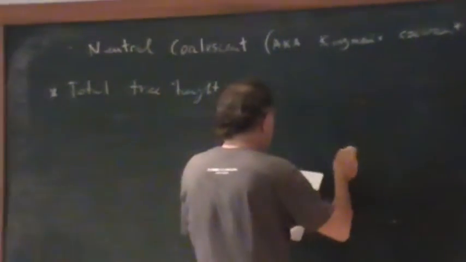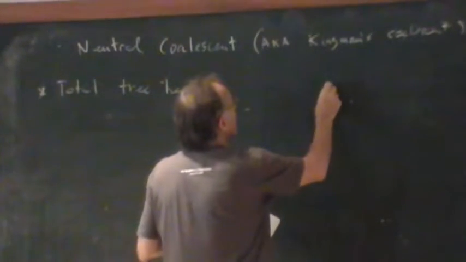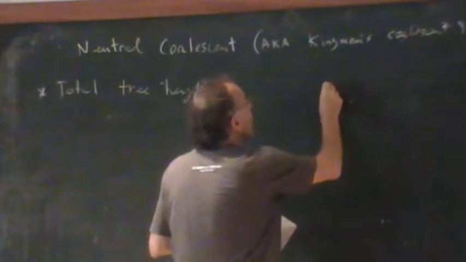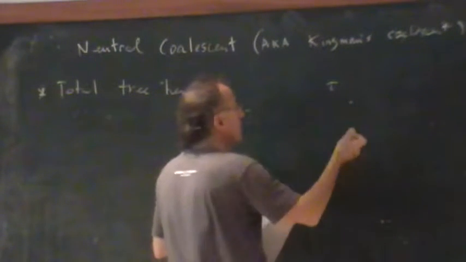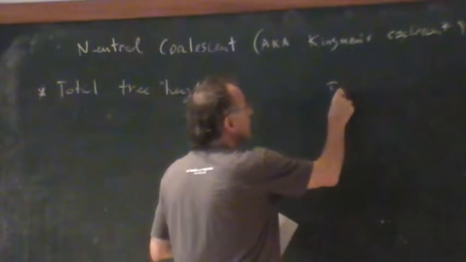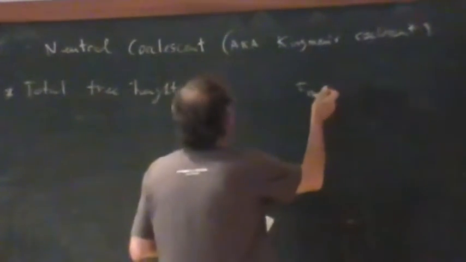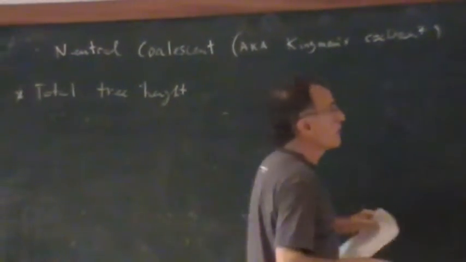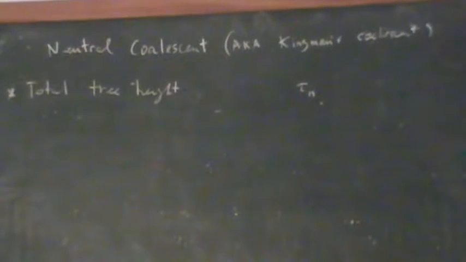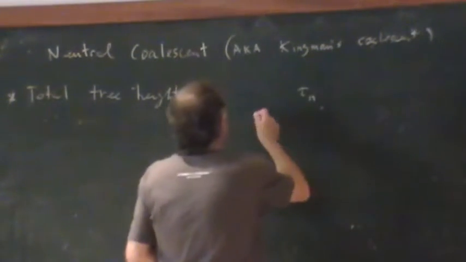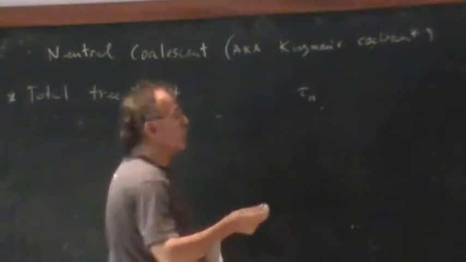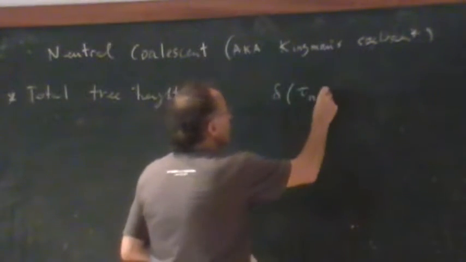So the total tree height, starting with, let's say, n samples, of course, is equal to the sum of these coalescent times. Right? And we want the probability distribution. So we're going to construct a delta function.